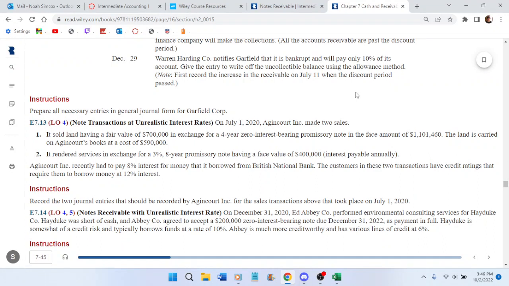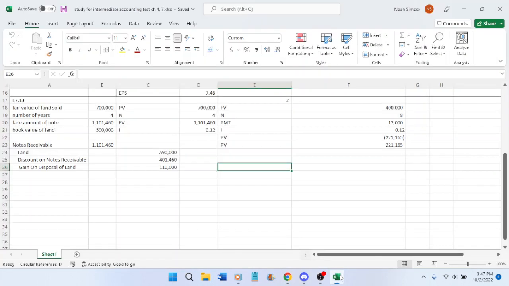It rendered services in exchange for a 3% 8-year promissory note having a face value of 400,000. However, the customer has a credit rating that requires them to borrow money at 12% interest. How do you figure out the present value of the note? This is how.